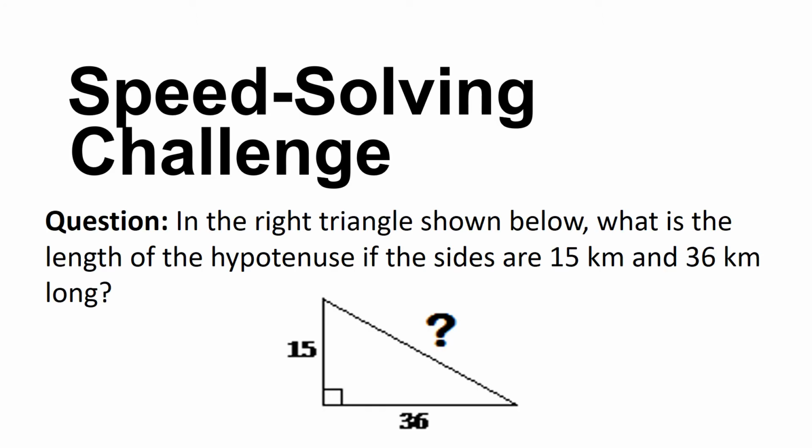Now try to solve this problem without using a calculator. Just write your answers and solutions on paper. The question is, in the right triangle shown below, what is the length of the hypotenuse if the sides are 15 kilometers and 36 kilometers long? Take note of the time you started solving and the time that you finished. Again, try not to use the calculator.